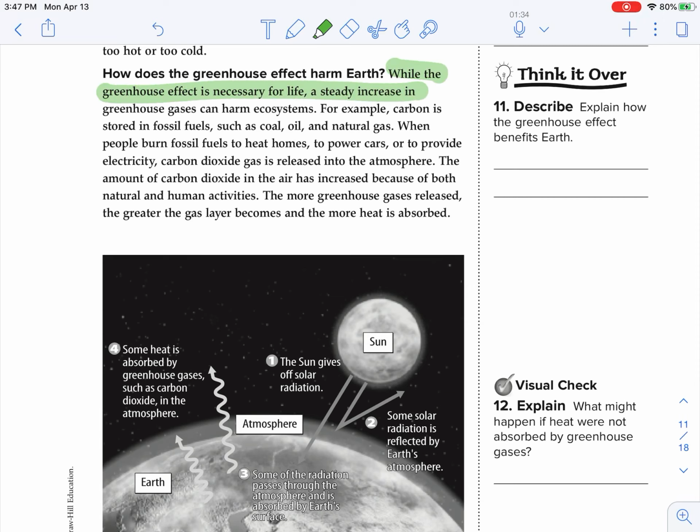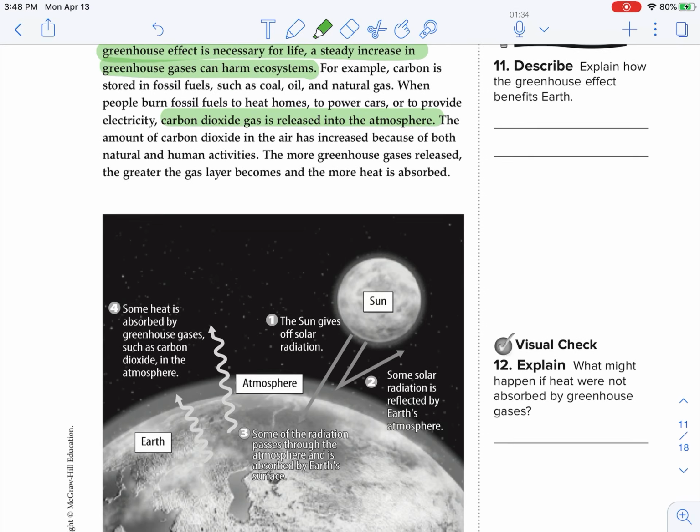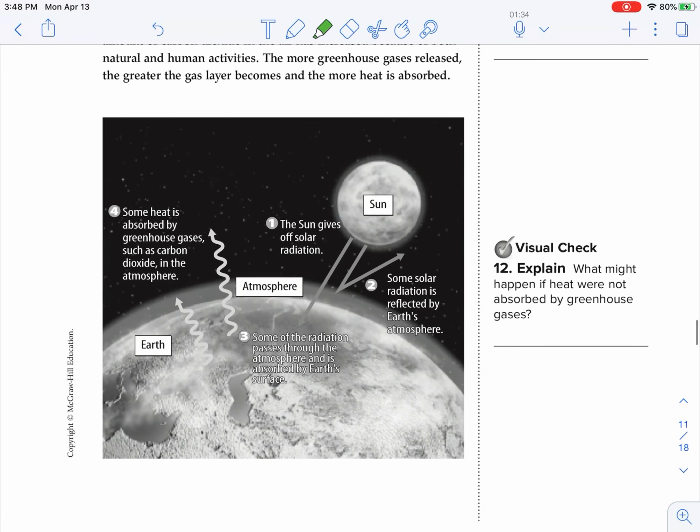Let's go ahead and highlight that. For example, carbon is stored in fossil fuels such as coal, oil, and natural gas. When people burn fossil fuels to heat homes or power cars or to provide electricity, carbon dioxide is released into the atmosphere. The amount of carbon dioxide in the air has increased because of both natural and human activities. The more greenhouse gas released, the greater the gas layer becomes, and the more heat is absorbed. Kind of like what Venus does, right? A lot of greenhouse effect going on there.